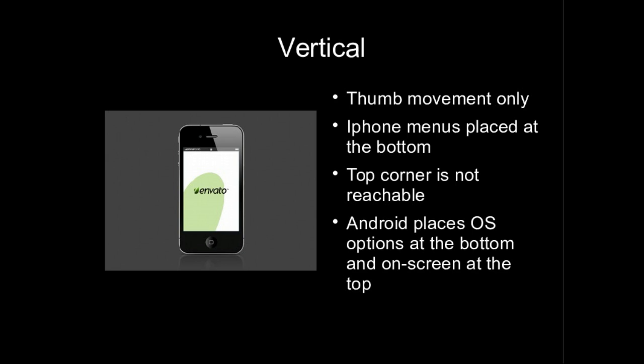So the iPhone keeps the menus at the bottom of the OS, which is easily reachable by the thumb. The top corners are not reachable. Therefore, all the icons that are to be avoided or rarely used are kept at the top. Similarly, Android also places the OS options at the bottom and the on-screen options such as settings at the top of the screen, which is very difficult to reach and rarely used.